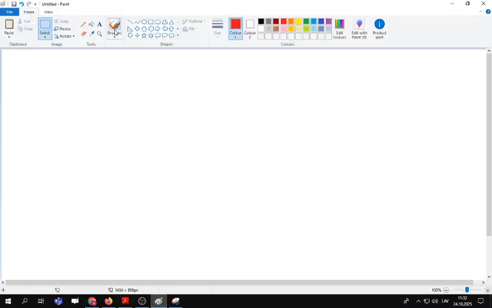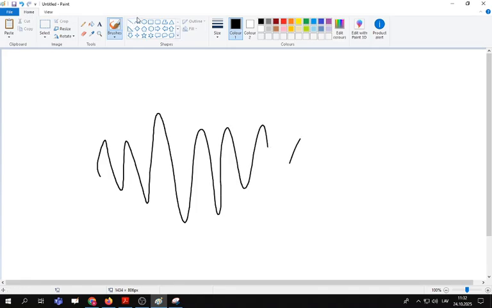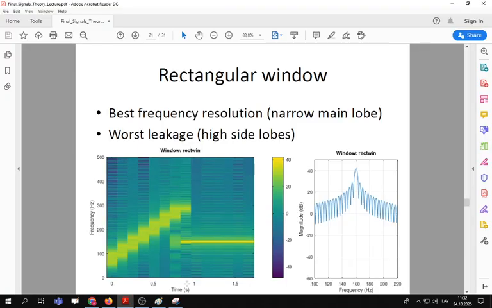Rectangular window means that I have some signal. I'll display some signal, a random one, and I cut this into fragments by using a window of rectangular shape, like so. Basically, without smoothing any edges, I take the signal the way it is, cutting off edges, and that's it. That is the spectrogram you are going to get for this window. And this is the spectrum of the window function itself. A rectangular window has a sin x over x type function, no surprise.